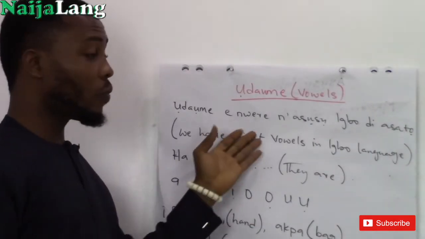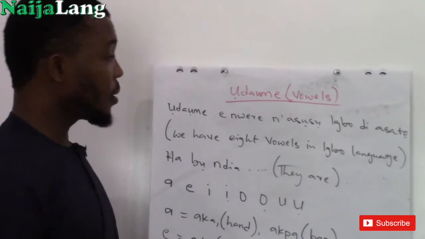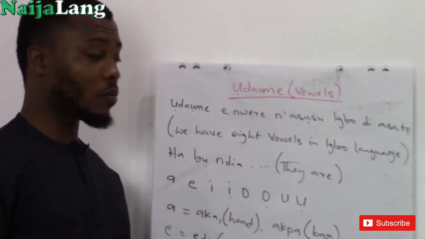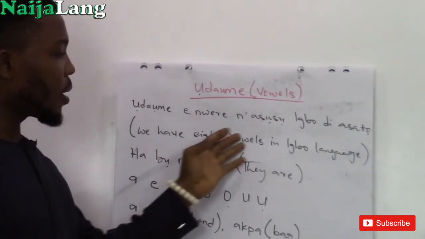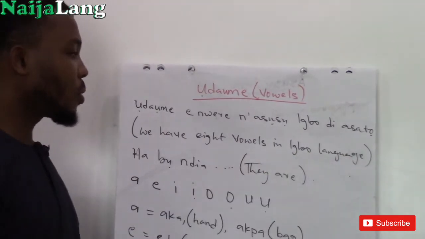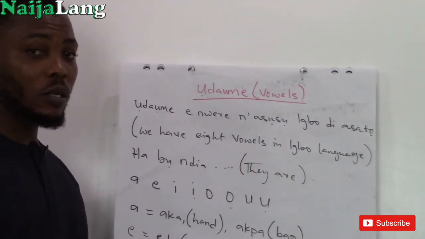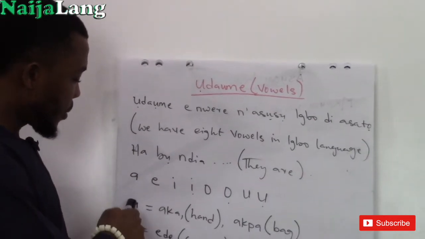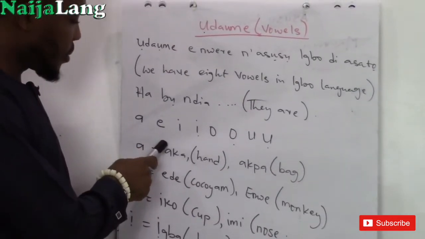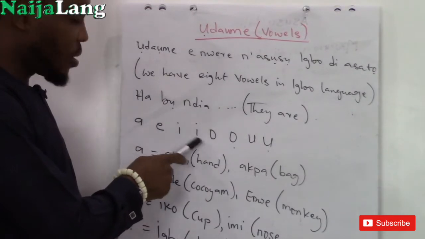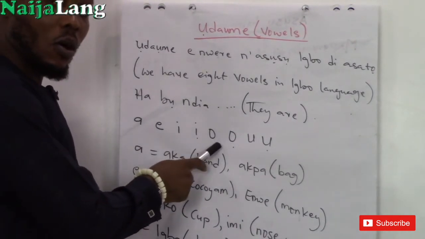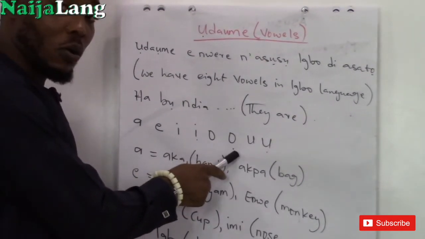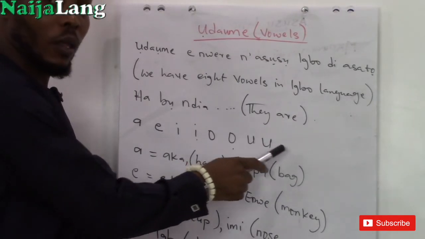Now we are moving to vowels. Anyị na-abanyezi na ụdaume enwere n'Igbo. Ụdaume enwere n'asụsụ Igbo dị asatọ. We have 8 vowels in Igbo language, and they are a, e, i, ị, o, ọ, u, ụ.